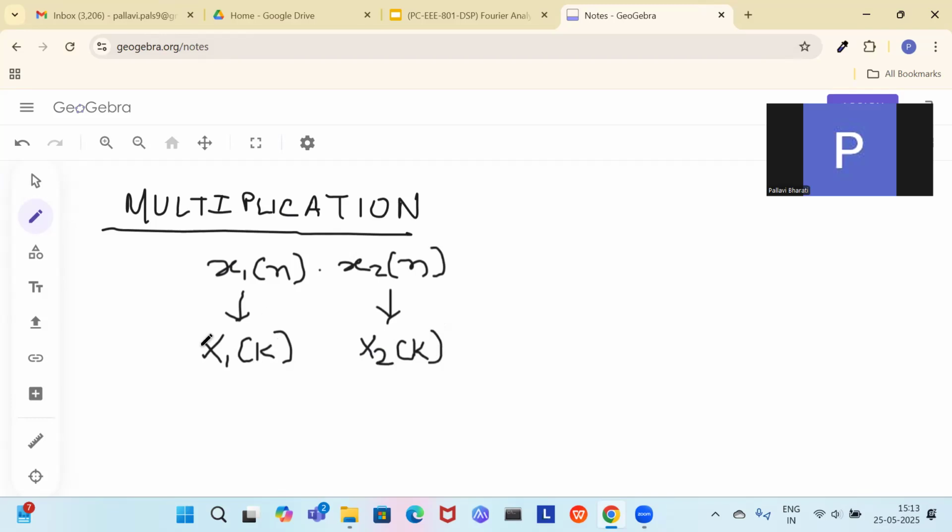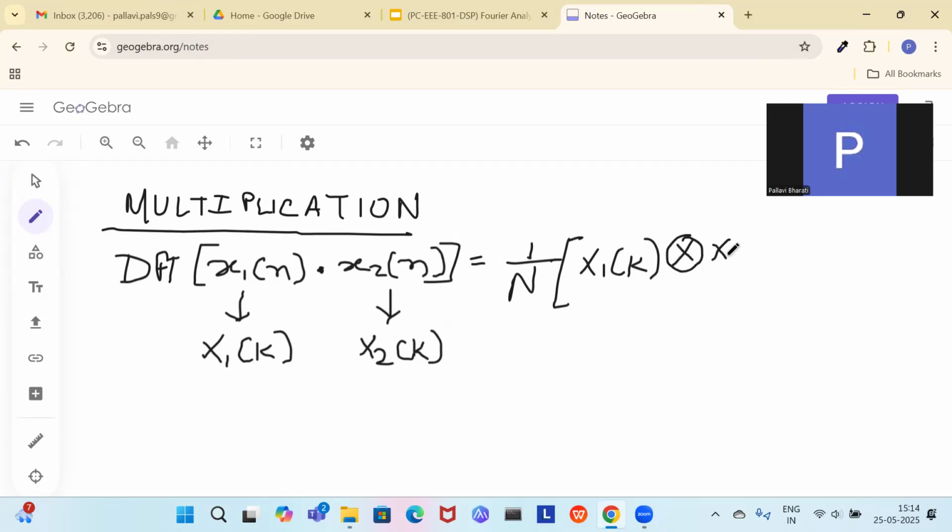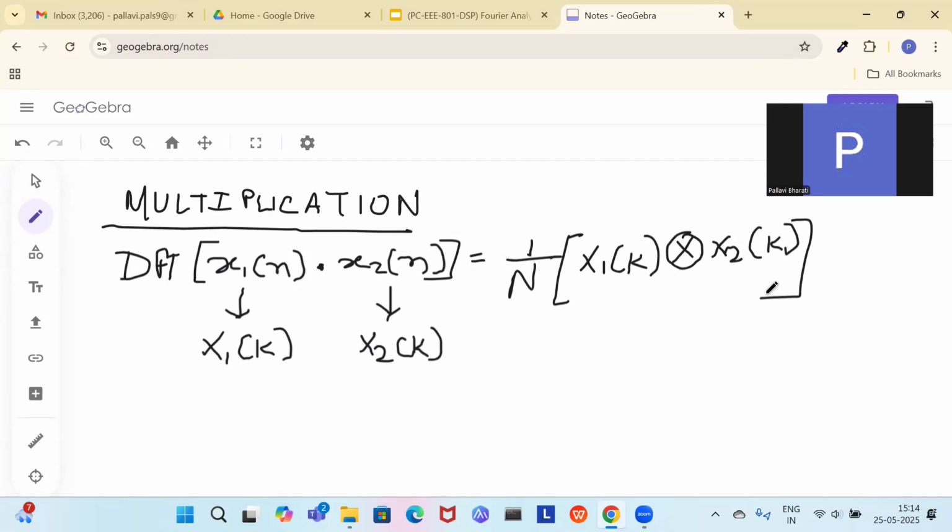When you multiply them and take the DFT of this full thing, means you are taking the DFT of x1n into x2n, that is going to be the convolution in the frequency domain. Means in the frequency domain, it is going to be the convolution of the individual DFTs, that is x1k convoluted with x2k. So this is the property that we are going to prove today.